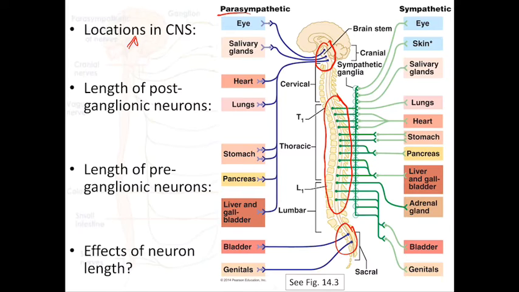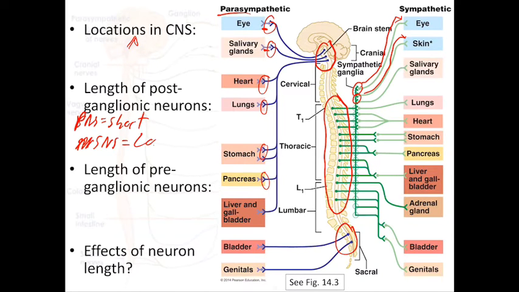Length of the postganglionic neurons. What we'll see here is the ganglions on this purple side are right here, right next to the target tissue. What that means is these postganglionic neurons are very short. So PNS is short. For the SNS, let's look at that. We have the ganglions right here, but then we have this long postganglionic neuron. Those ones are long.